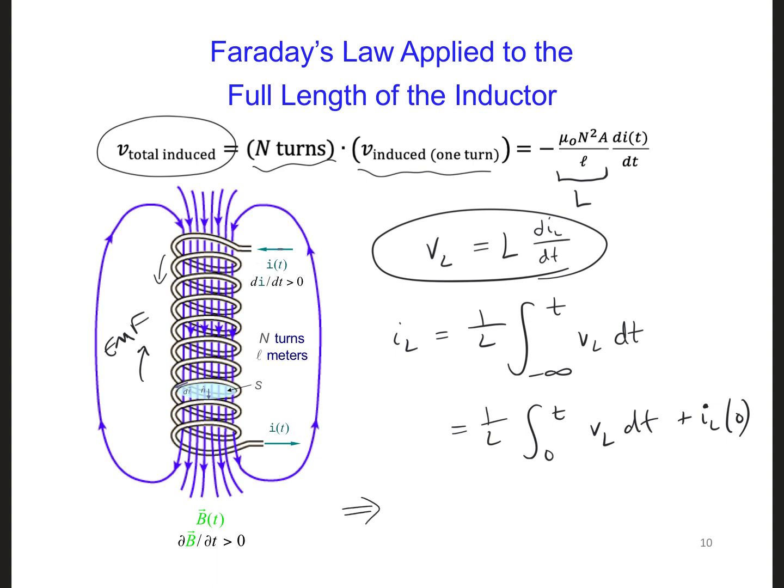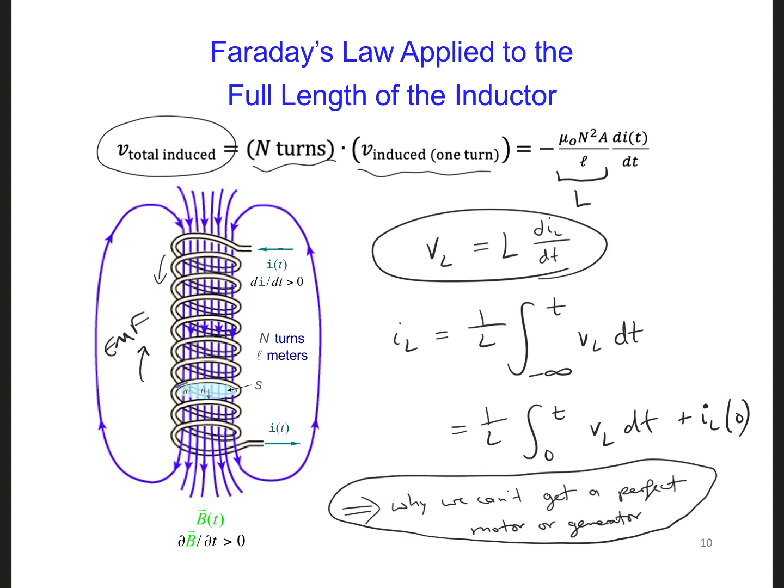And this is actually kind of the fundamental reason of why we can't ever get a perfect motor or a generator, because there's this Lenz's law. You're not ever going to get a perfect conversion. You're not going to get a perfect conversion of energy here between magnetic fields and electric current. There's going to be some loss associated with that.